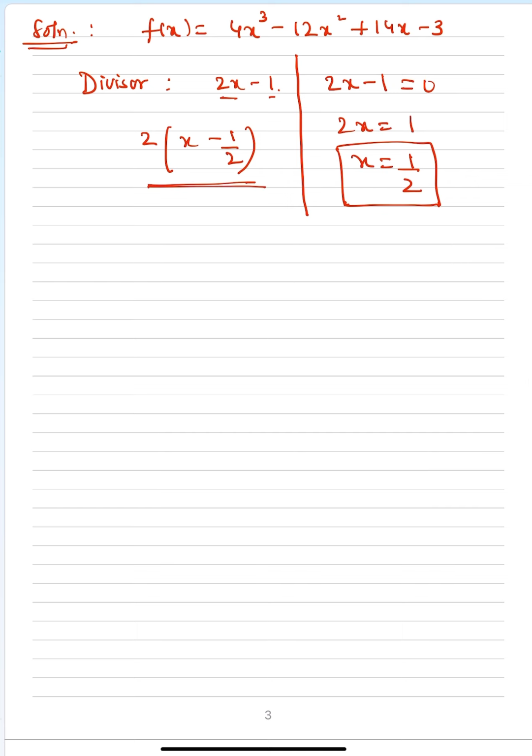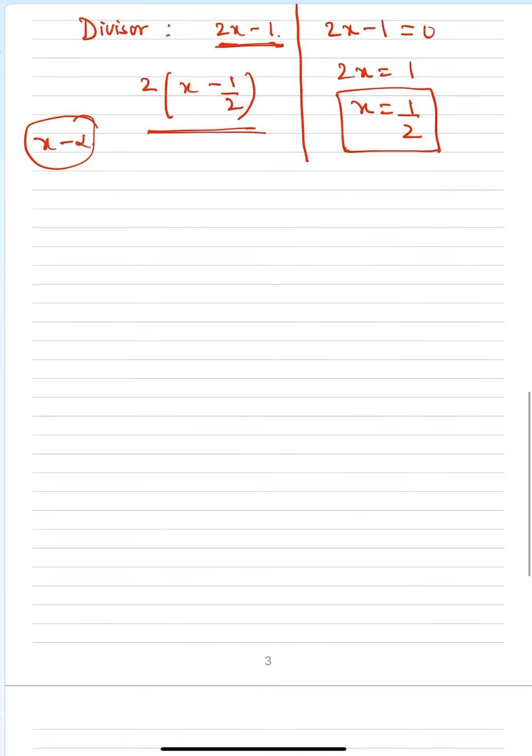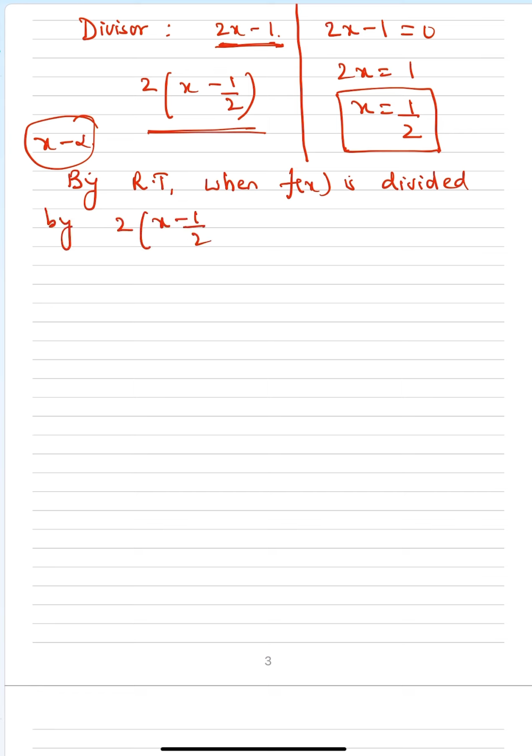Now you can show that according to the remainder theorem we need the x minus alpha form. So this is very simple: if I divide, I have to multiply by 2, because at last I should have this linear expression, correct? So the remainder by the remainder theorem, when f of x is divided by 2 into x minus 1 upon 2, will be f of 1 upon 2.